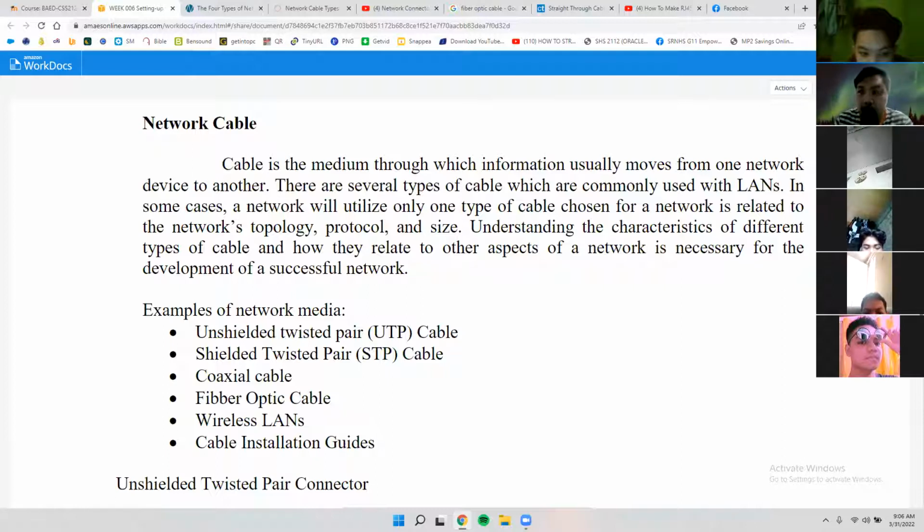So ano gagamitin na topology? Ano gagamitin na certain configurations para lang talaga ma-access sila. Okay? So understanding the characteristics of different types of cable and how they relate in other aspects of a network is necessary for the development of a successful network. Okay? Kasi kailangan ng structured cabling para at least mas maayos yung flow at hindi rin parang spaghetti. Okay?